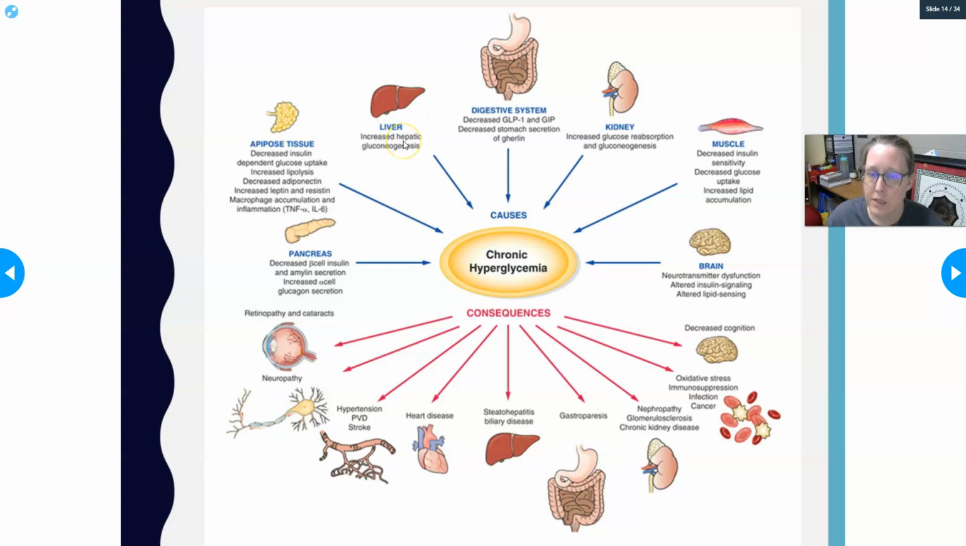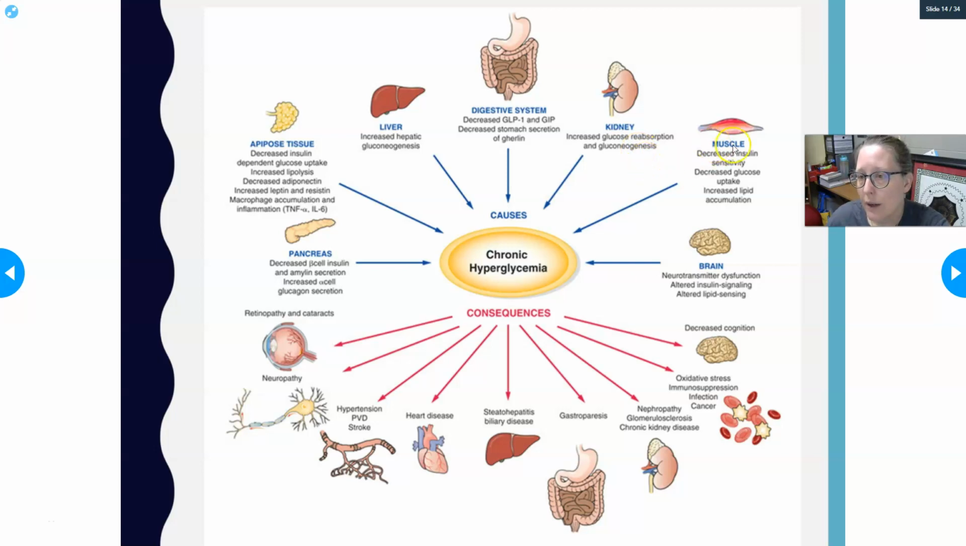The liver, because of the increased glucagon, is going to have increased hepatic gluconeogenesis. So the liver is contributing to the high blood glucose here. In the digestive system, decreased GLP-1, GIP, and decreased stomach secretion of ghrelin is basically going to cause patients to be more hungry and to eat more. In the kidneys, because the kidney cells, just like all the other cells, are having trouble getting enough glucose in there, they are going to increase the glucose reabsorption and also do gluconeogenesis.